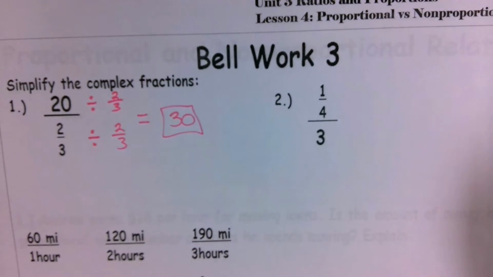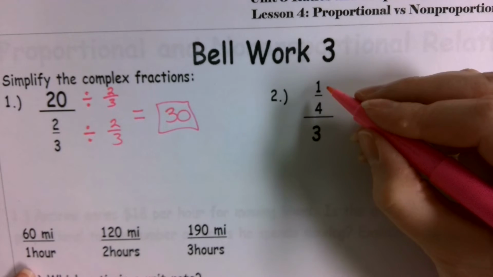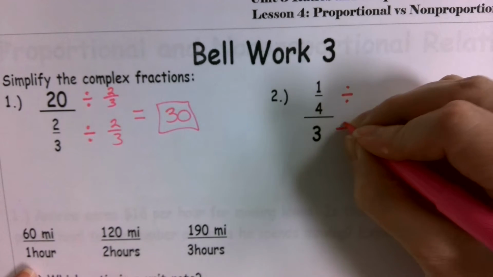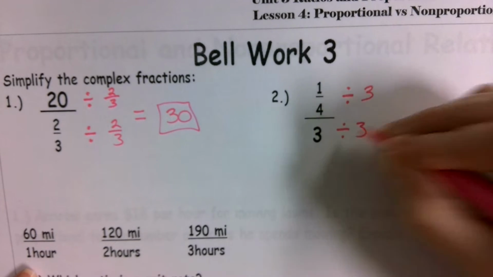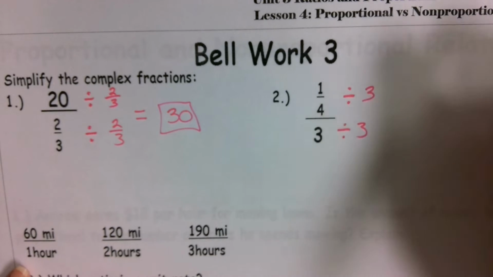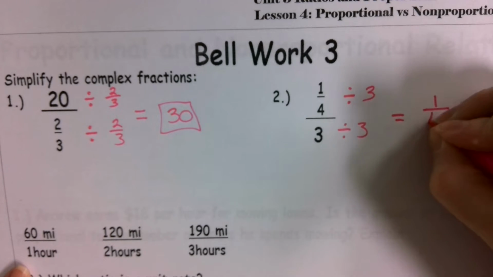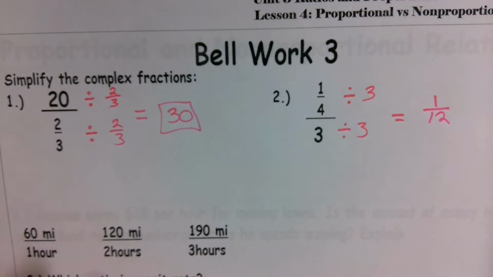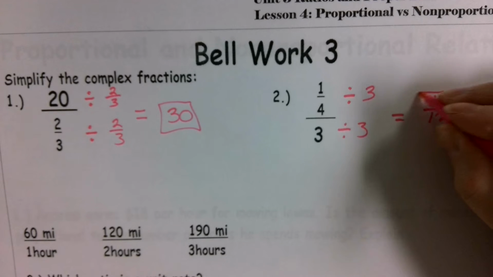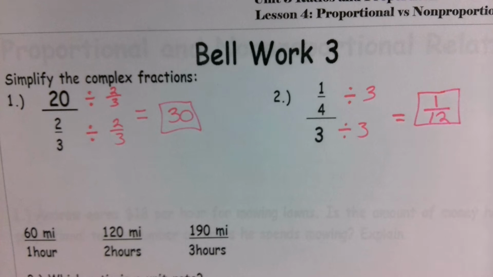Okay, same thing for number 2. We're going to take 1/4 over 3, and we're going to divide them by the denominator, which happens to be a 3. Okay, 1/4 divided by 3, that's going to come out to 1/12. And of course, 3 divided by 3 is a 1. We don't have to put the over 1 part. So just 1/12 is what you should have gotten.